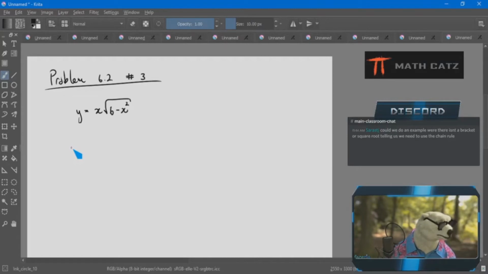Could we do an example where there isn't a bracket or a square root telling us we need to use the chain rule? Those are going to come in when we look at exponential functions, and we haven't done those yet. We need to add some new functions to our list of basic functions. They'll be the exponential functions. There you'll see there aren't really brackets. It's mainly those. Anything that is sort of polynomial based is going to have a root or a bracket of some kind. Unfortunately, there won't be many examples at this stage, but they're coming, so don't worry about it. At that stage, we'll be maybe more ready for it.